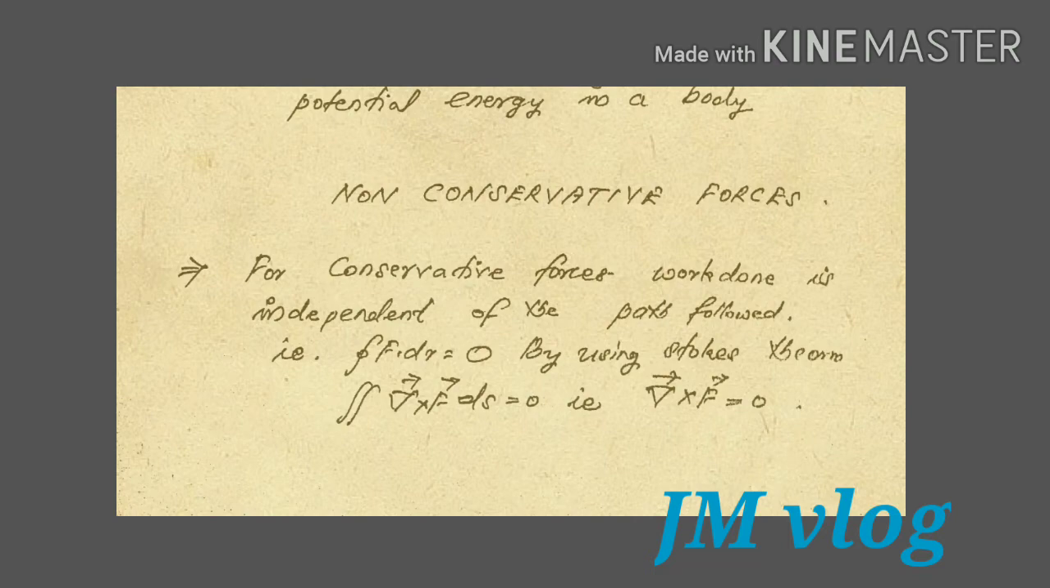That means, in the case of a closed curve, the displacement is zero there. That means the work done reduces to zero. We can write this condition in the mathematical form. We get line integral F dot dr equal to 0.